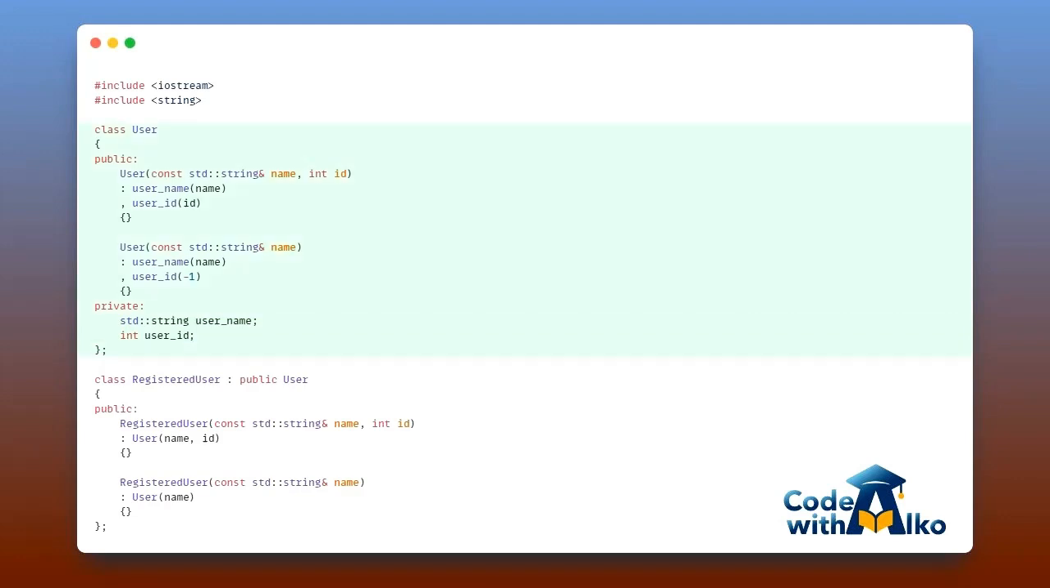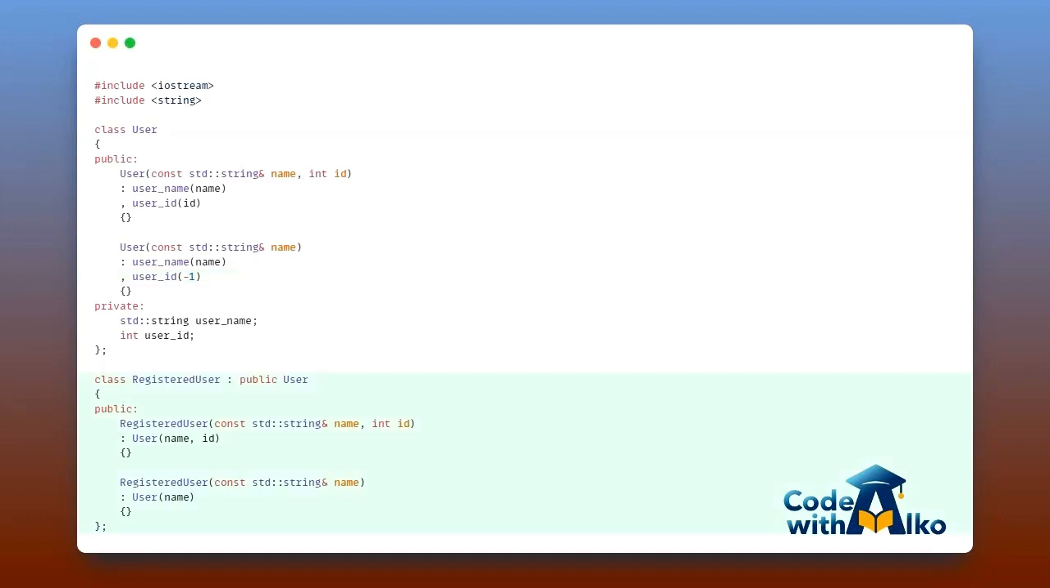First, let's set up our user class. It'll store a username and an integer user ID. We'll provide two ways to create a user. One that takes both a name and an ID, and another that just takes a name and automatically assigns a temporary ID of -1.